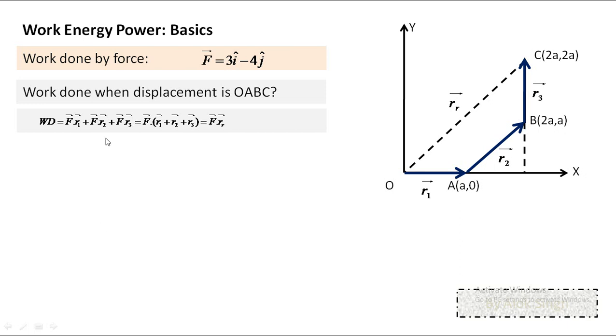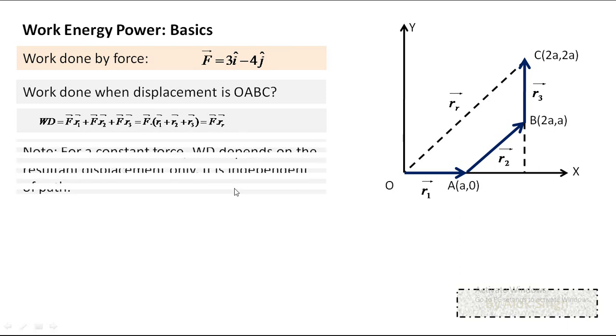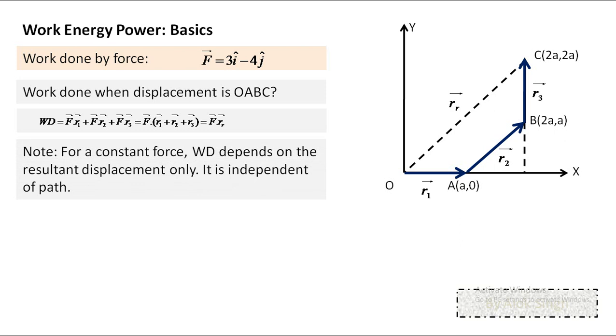And hopefully you have understood the reason also. When we calculate work done along small displacement, force can be taken out. It becomes the vector sum of all small displacements, which is the resultant displacement. So for a constant force, work done depends on the resultant displacement only. It is independent of the path.